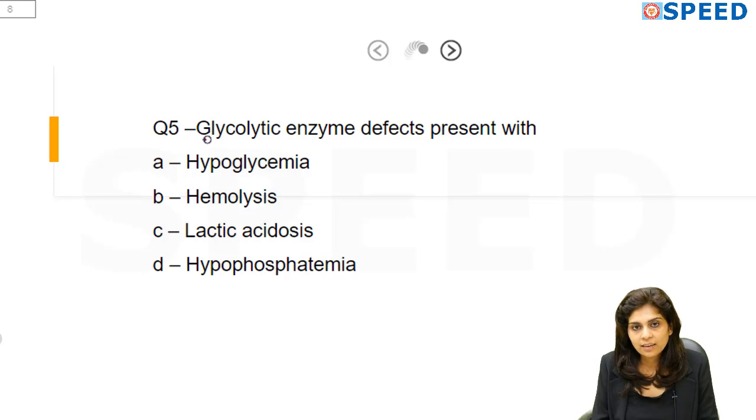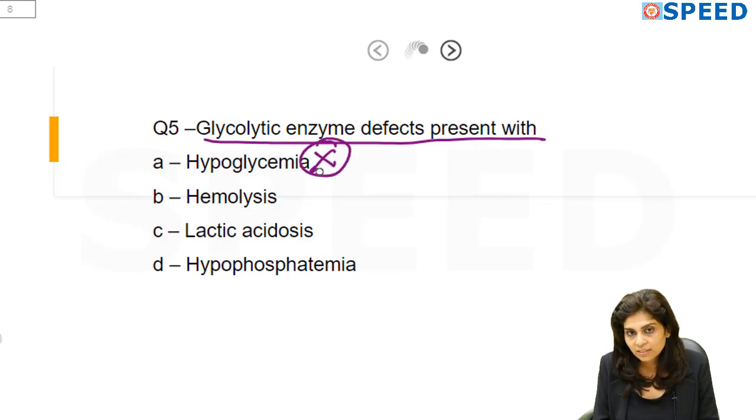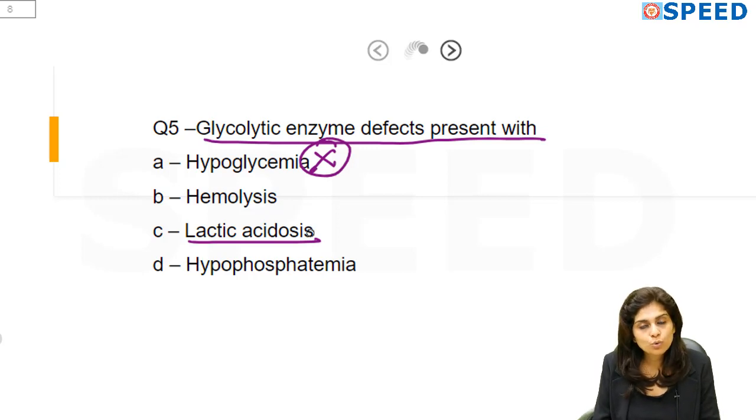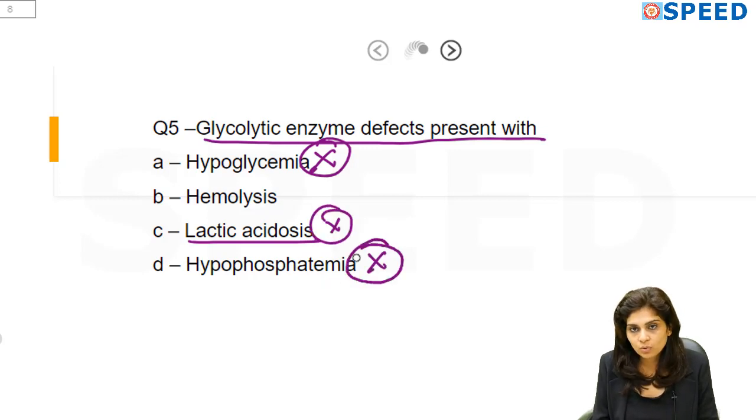Glycolytic enzyme defects present with. I told you, right? Glycolytic enzyme defects do not present with hypoglycemia or hyperglycemia. Can lactic acidosis be a feature of glycolytic enzyme defect? No. Without glycolysis, no pyruvate, no lactate. Does it present with hypophosphatemia? No. What does it present with?